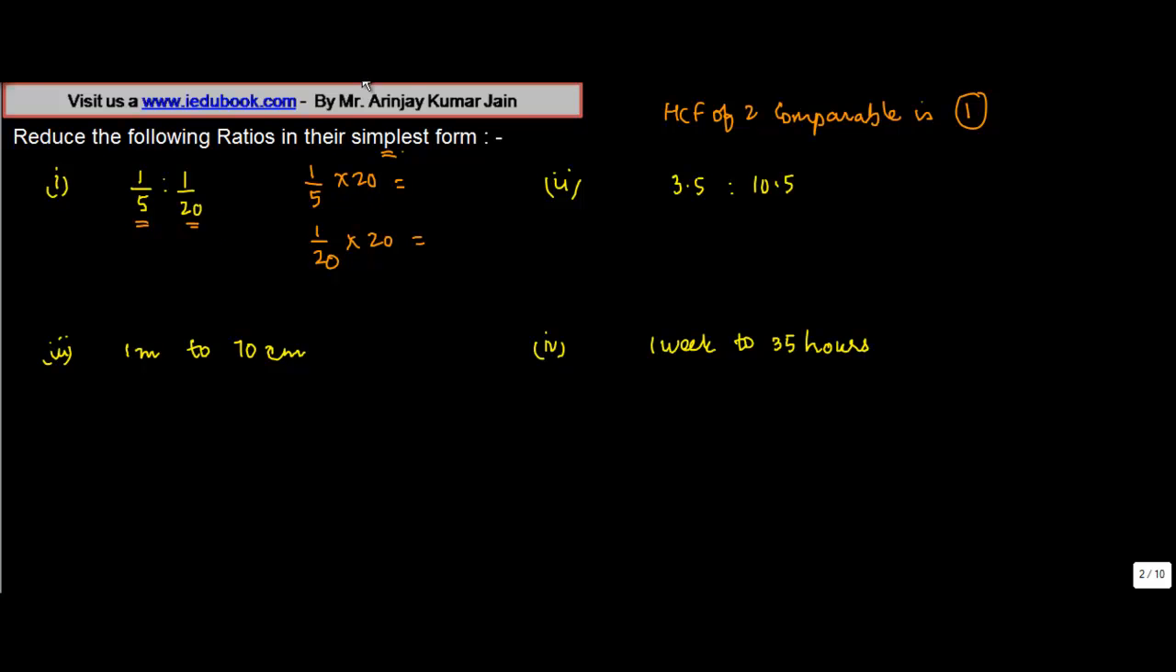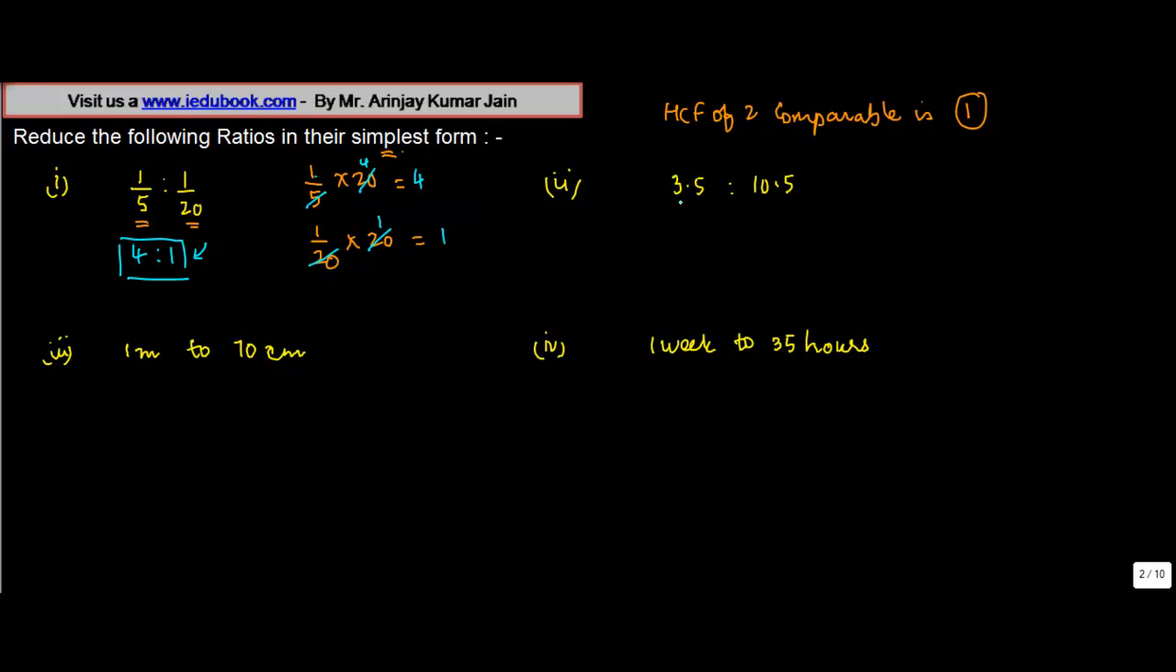When we do that, this 5 will knock off this 20 to give 4. 4 times 1 gives us 4. This 20 will knock off this 20 to give 1. 1 times 1 gives us 1. Or in other words, this can be written as 4 is to 1. Now, given that we already have 1 as one of the comparables, it cannot be simplified further, and hence this is the simplest form of the ratio which can be written. So in case of fractions, what we try to do is we try to convert these fractions into whole numbers.